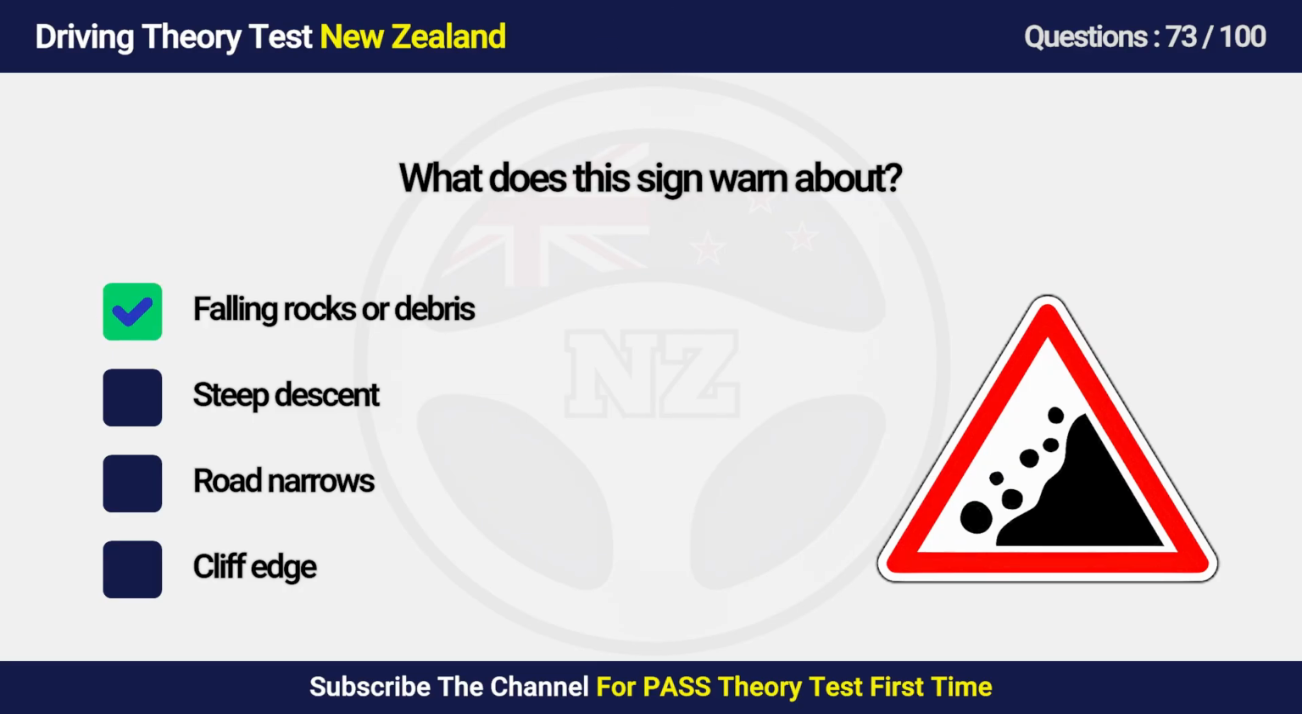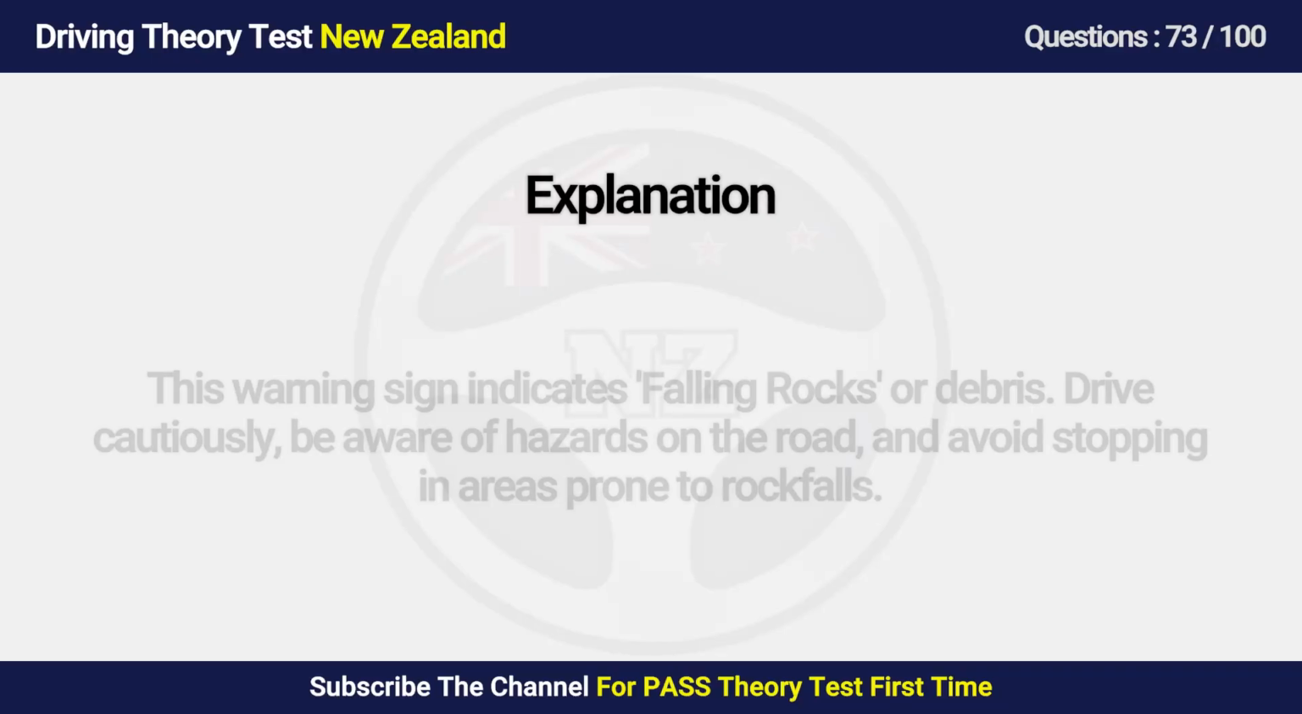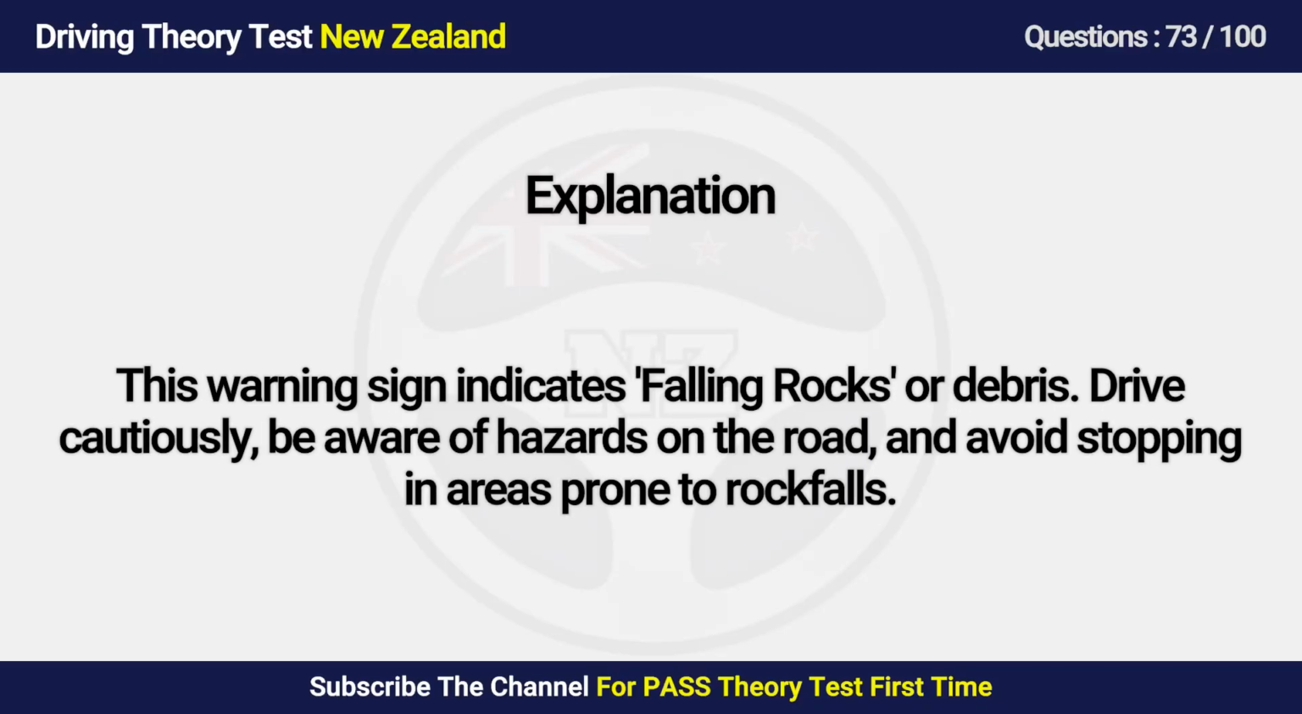Answer is A. Falling rocks or debris. This warning sign indicates falling rocks or debris. Drive cautiously, be aware of hazards on the road, and avoid stopping in areas prone to rockfalls.